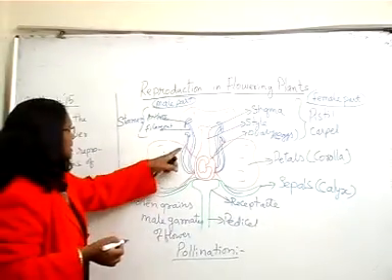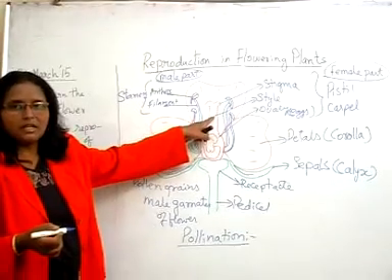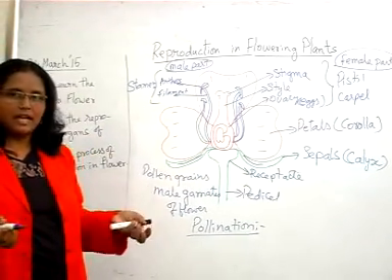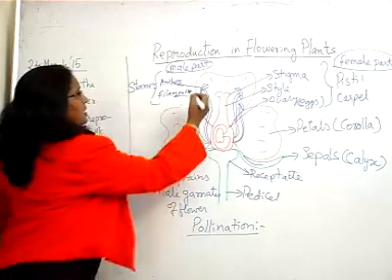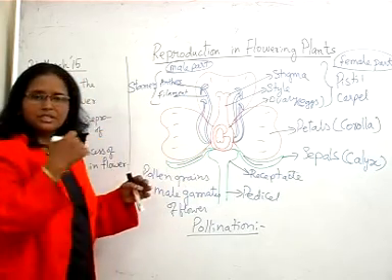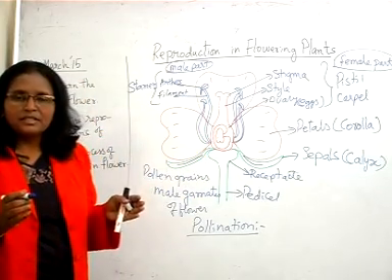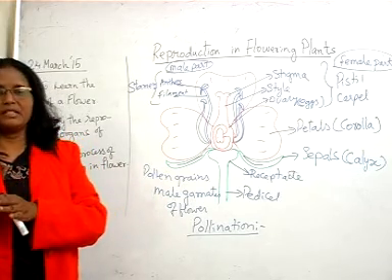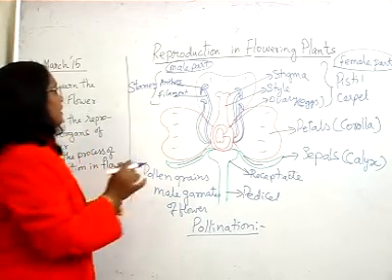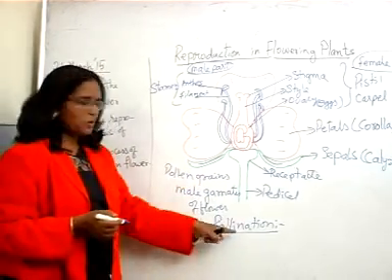Now, can you see the stamens above the stigma? So, some of the flowers have stamens above the stigma. Some flowers have stamens below the stigma, and some flowers have only stamens and some flowers have only stigmas. Now, let us see what happens in pollination.